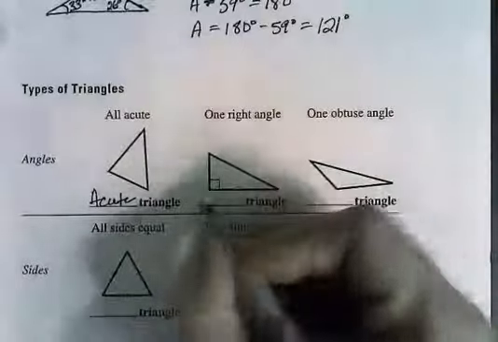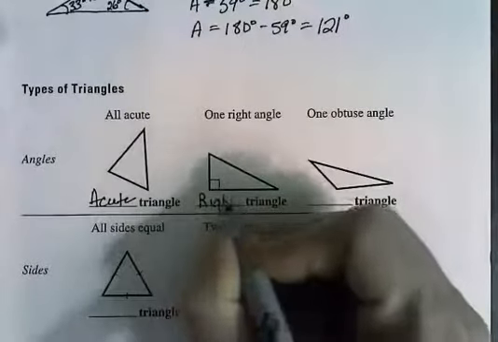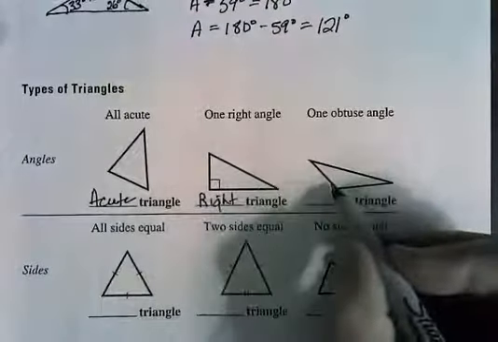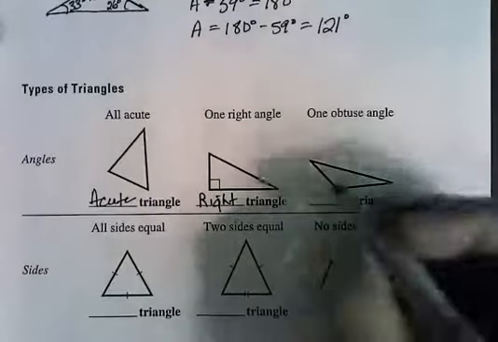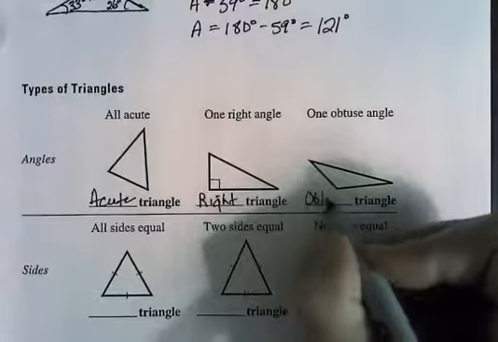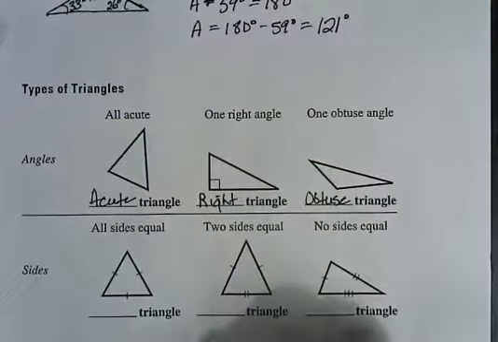If we want to have one right angle, then we call it a right triangle. If we have one obtuse angle, so if we have one that's greater than 90, then we call it an obtuse triangle.